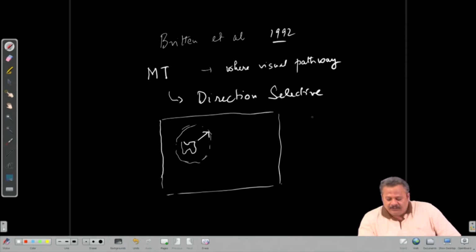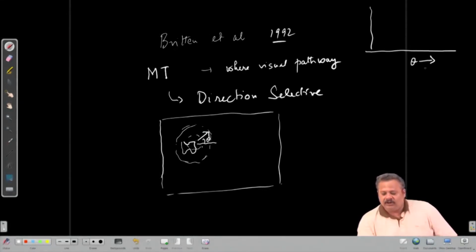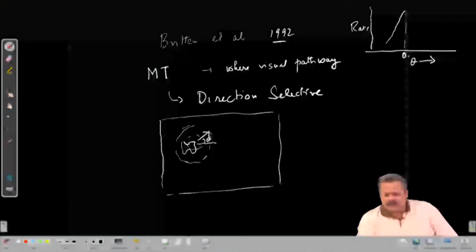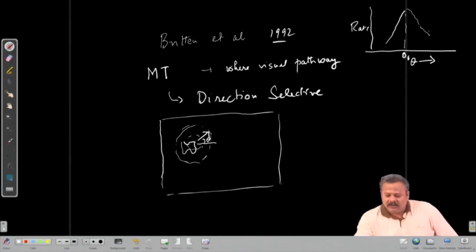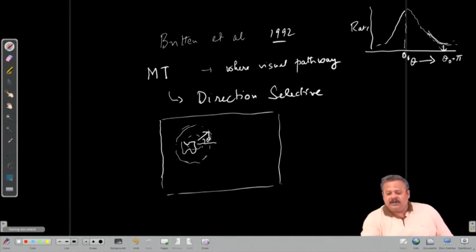So, if we have object movement in the field of view along different directions, with this theta varying from 0 to 2 pi or 360 degrees, and we plot the response rates, this is our angle theta, direction of motion, and this is rate. Neurons have a preferred direction, some theta naught, to which the response rate is maximum, and in the exactly opposite direction, theta naught plus pi, it has a minimal response. In fact, there may not be responses, and sometimes it may even dip below its spontaneous level.